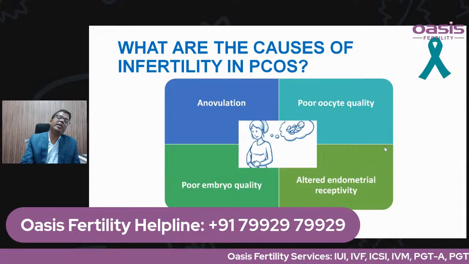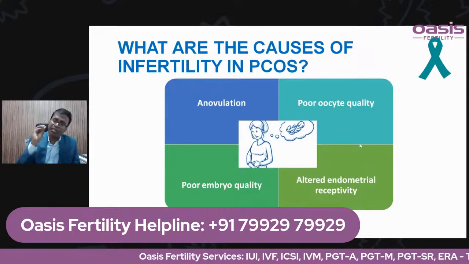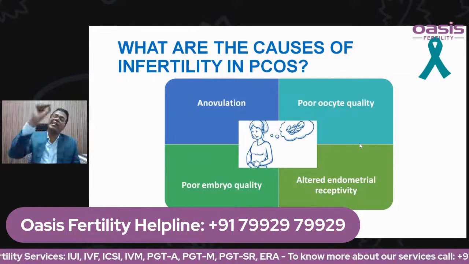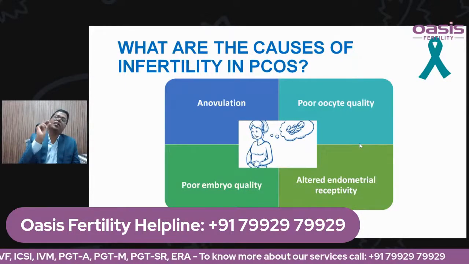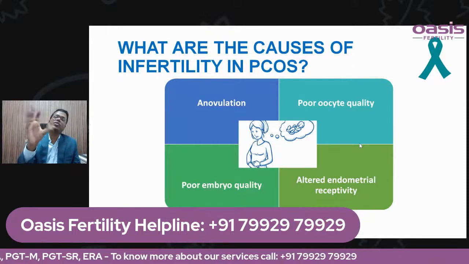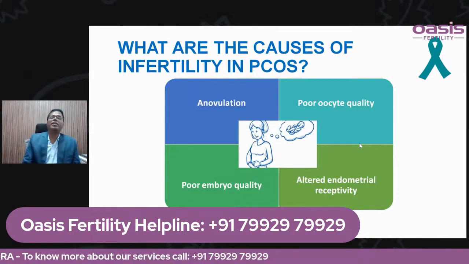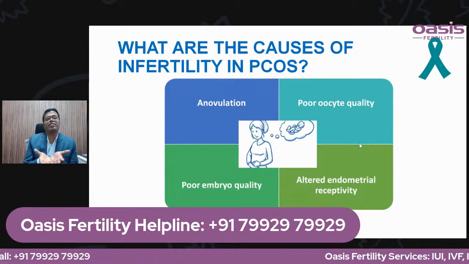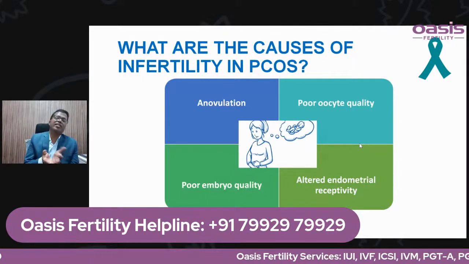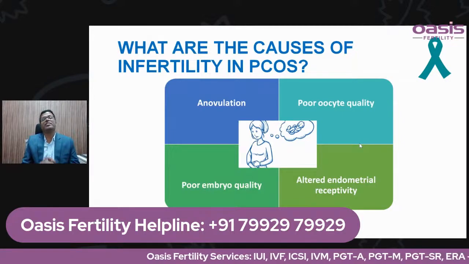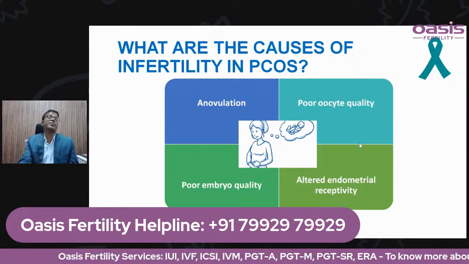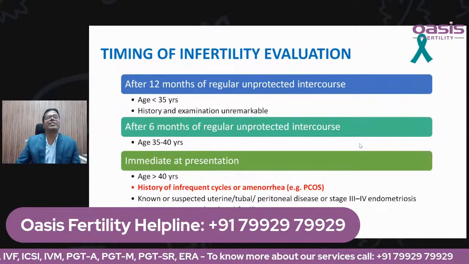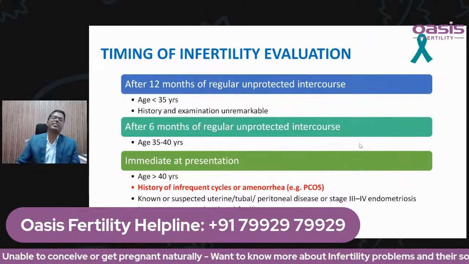Even if that embryo goes and settles inside the uterus, that is called the endometrial cavity. The endometrium, the inner lining of the uterus, is where the fertilized egg sits and then grows into a fetus or a baby. But if that endometrium is not good enough to give a good place for the settling of the fertilized egg, then the pregnancy cannot continue. So there are many factors responsible for infertility in PCOS that we should keep in mind. Then what is the timing when we should consider such women as infertile?